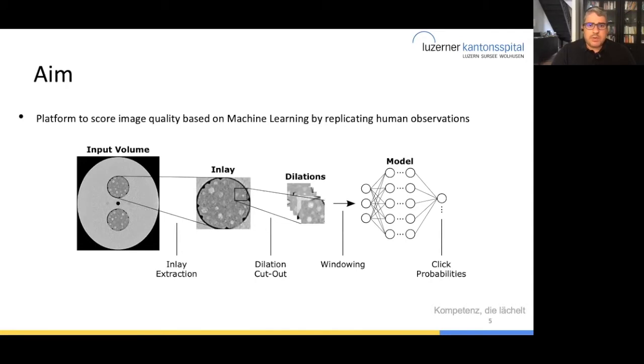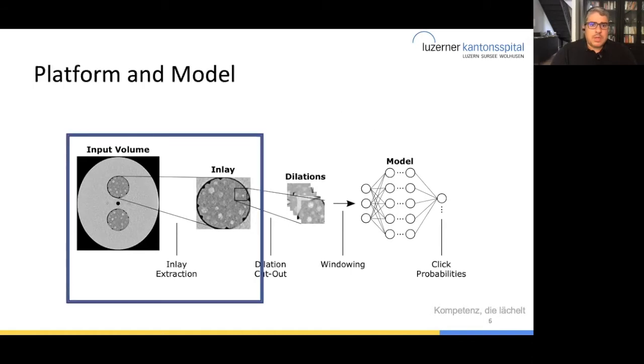This is an overview of the workflow. First, we extract the specific inlay, remembering that there are two for the body phantoms. And then we cut out the lesions, and then we feed this to our model. For the first part, we use a detection algorithm based on the RANSAC, and this is to automatically extract the inlay from the input scan.